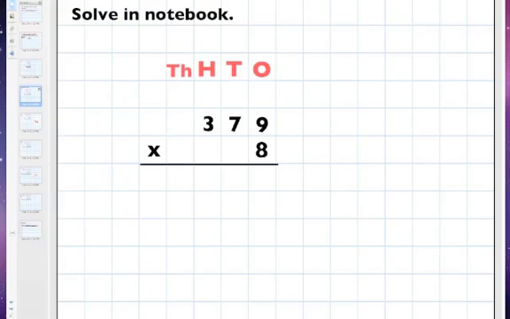I want you to copy this problem into your notebook. 379 times 8. Notice we've added one more place value, and that's the thousands place. Solve this problem using the traditional method and press play when you're ready to check your work.